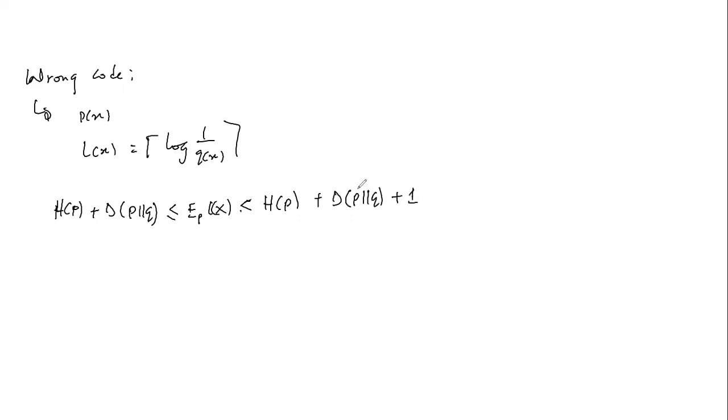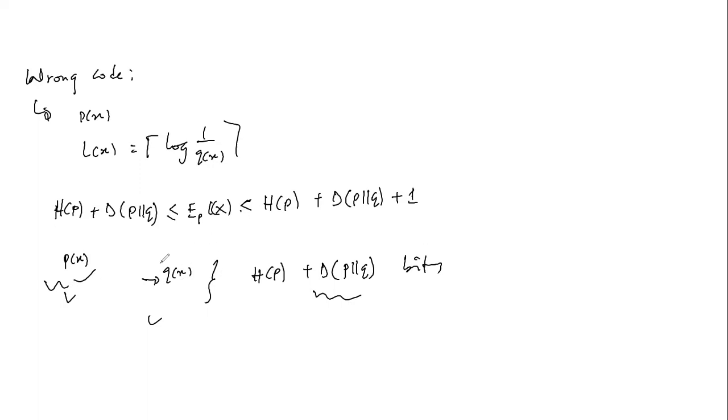Now, you'll recall from our previous lecture that if the wrong code is used for a distribution, say Q of X, meaning the code is actually meant for P of X, and it is now used for Q of X, we would need H of P, which is the entropy of the correct code, plus the relative entropy, which is a measure of the distance between the correct code and the wrong code, bits on average to describe the random variable. So we have this condition.